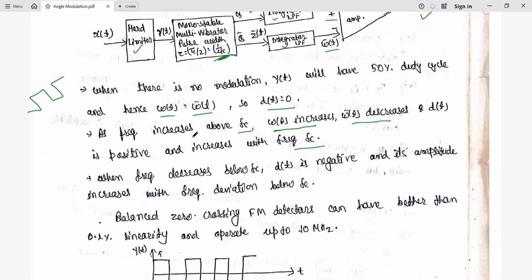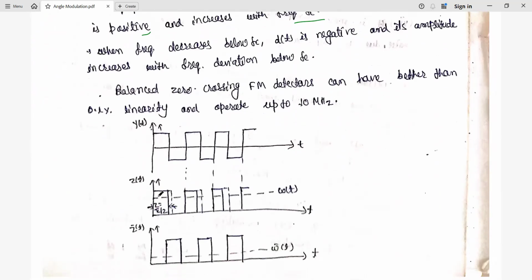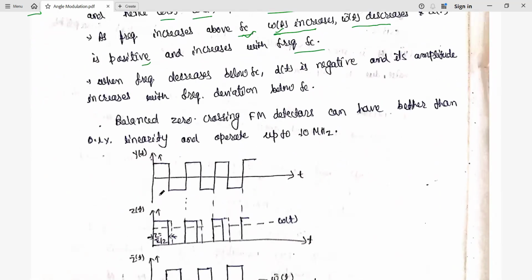So this part is the condition when the frequency increases above the carrier frequency: omega(t) is going to increase, which is given to the non-inverting end, and omega bar(t) is going to decrease. Hence the differential amplifier output is also positive, and it is going to increase as the frequency increases. So this is about the carrier frequency we have used in the modulation.